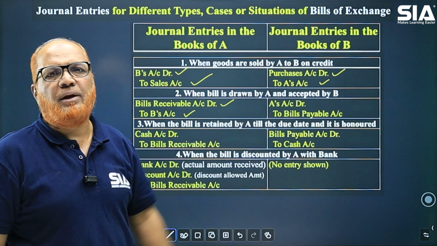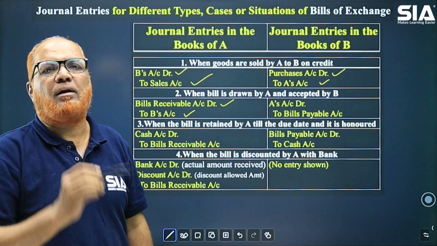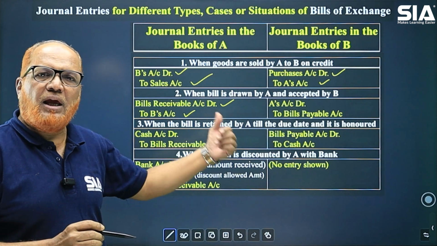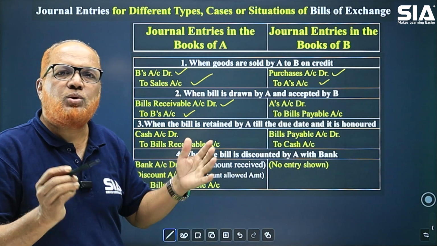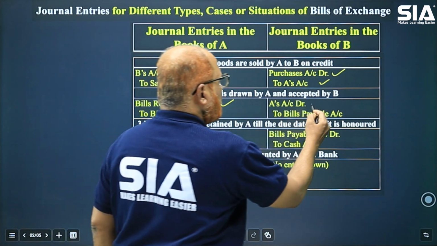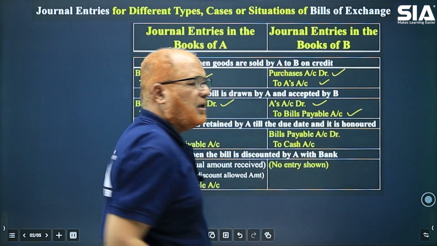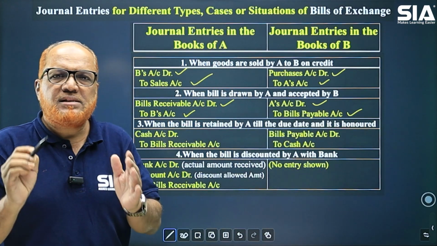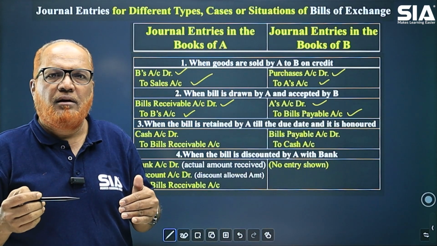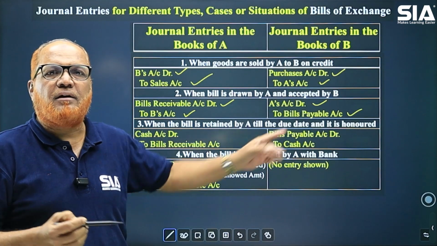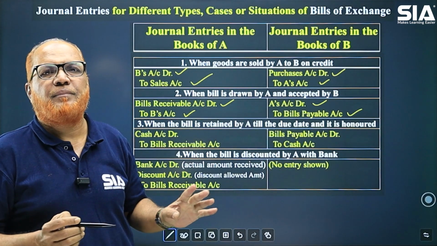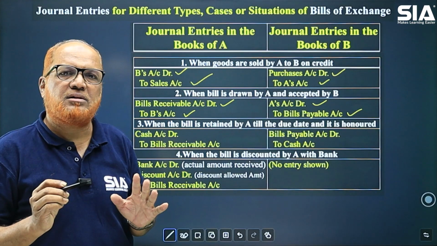Now in the books of B, it is bills payable. So the entry will be A's account debtor to bills payable. A's account debtor to bills payable. Now remember, bills receivable will be debited in the books of A, and bills payable will be credited in the books of B. That point you have to remember, right?